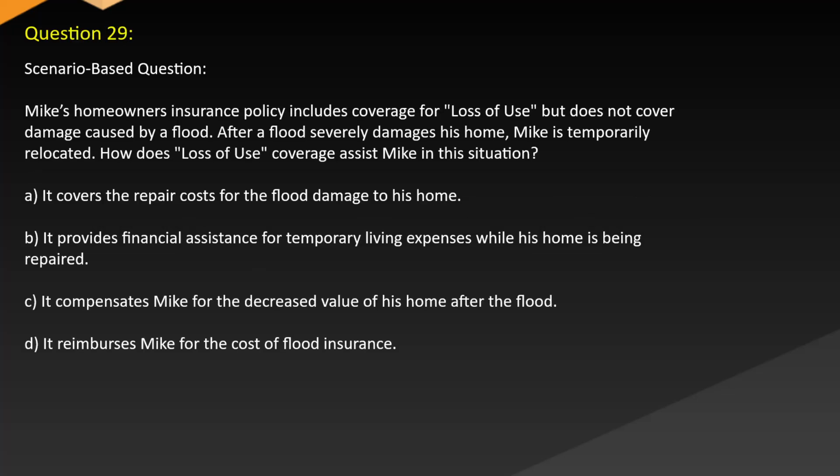Mike's homeowner's insurance policy includes coverage for loss of use but does not cover damage caused by a flood. After a flood severely damages his home, Mike is temporarily relocated. How does loss of use coverage assist Mike in this situation? A. It covers the repair costs for the flood damage to his home. B. It provides financial assistance for temporary living expenses while his home is being repaired. C. It compensates Mike for the decreased value of his home after the flood. D. It reimburses Mike for the cost of flood insurance.